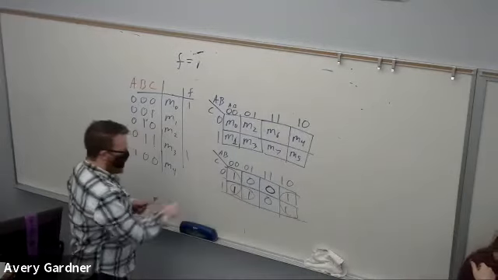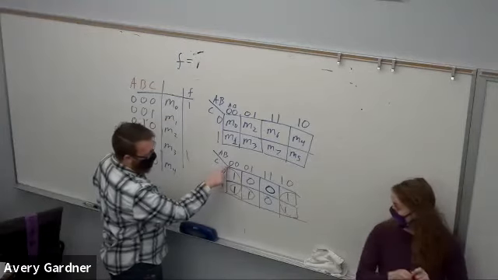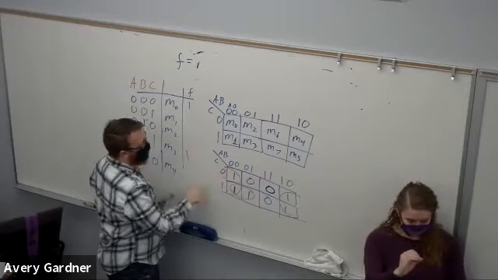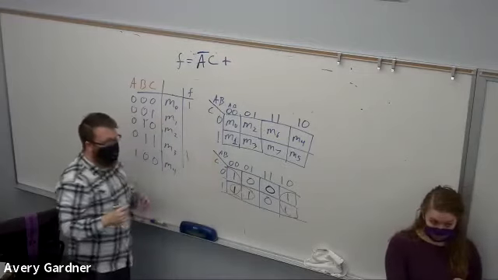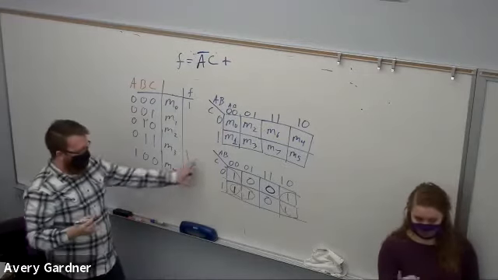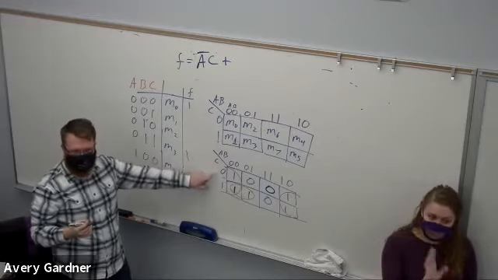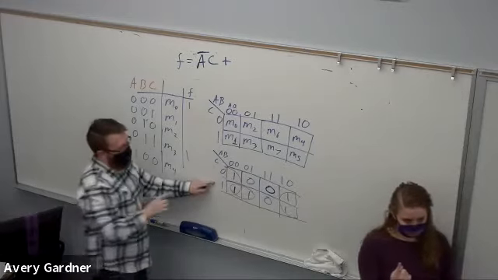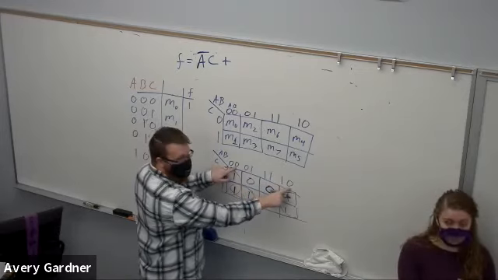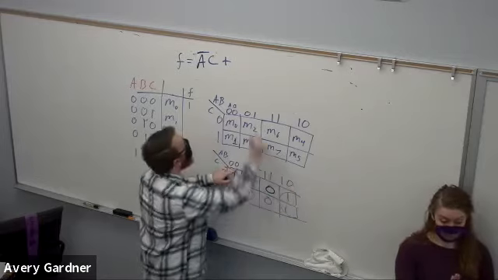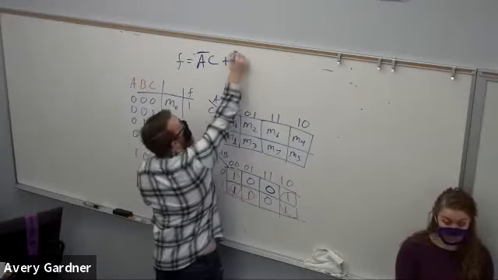Well, let's just rinse and repeat. C doesn't change here, and neither does A. A is a 0, C is a 1, so it's A bar C. Or I have one other implicant. This one gets a little bit tricky. C changes, right? 0 to 1. A changes, B doesn't. So B is the only one that doesn't change, and it doesn't change as a 0. B bar.